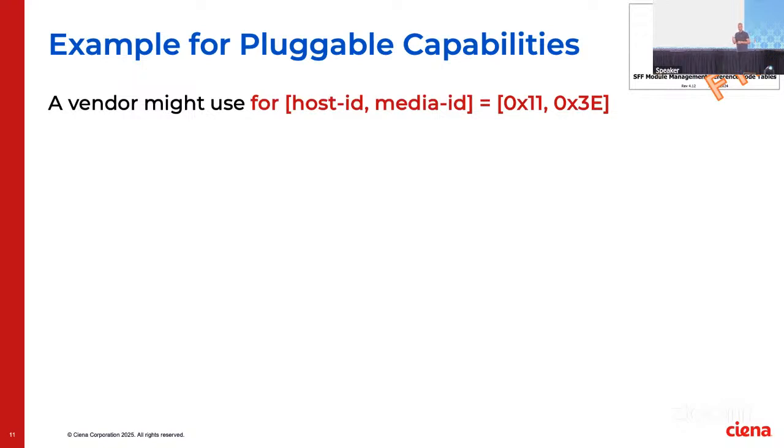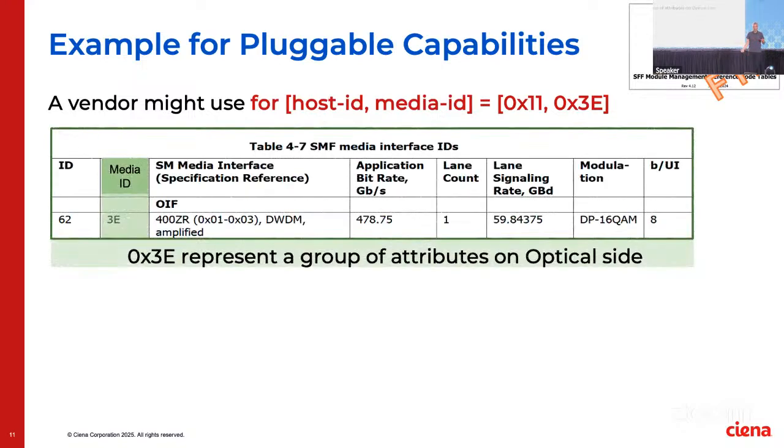If you heard, for example, these two numbers, 11 and 3E, if you are familiar with OIF, I'm sure you heard about this one. This is ZR and ZR plus, for example. The whole idea here is just forget about everything in this table.